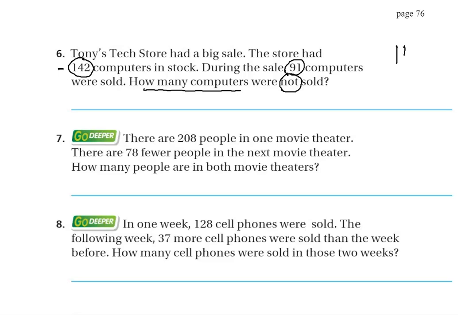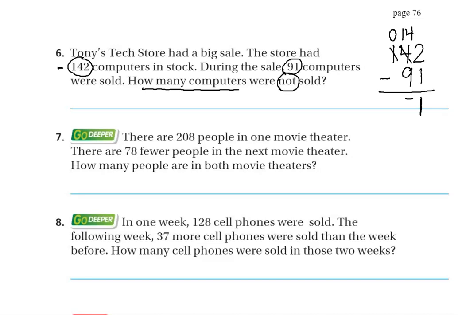So we'll set up our problem, and we're always going to put the greater number on top, and we also have to make sure we're lining up the ones column, the tens column, and the hundreds column. So I ask myself, okay, can I take 1 away from 2? I can. I'm left with 1. Can I take 9 away from 4? No, I have to come over. I take 1 away, regroup, and add a 10 to the 4 to make 14. Now I can subtract. 14 minus 9 equals 5. So 51 computers were not sold. So let's put that in.